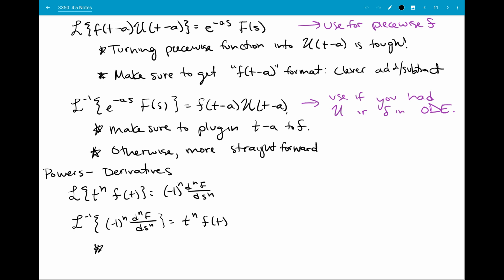I know that we're right about at 10 minutes, so I'm going to stop here and then we'll finish out this table in the next video.